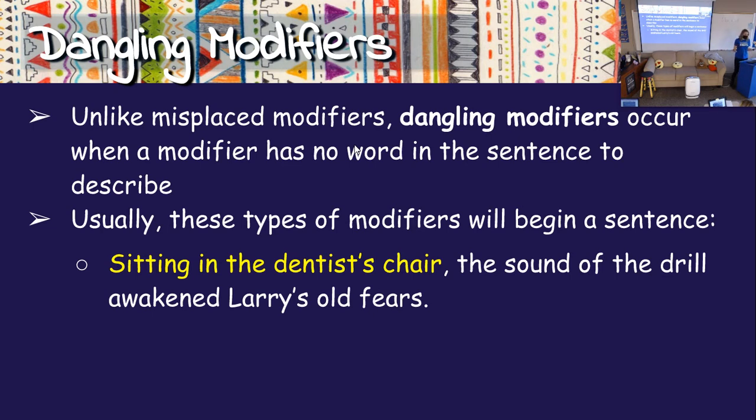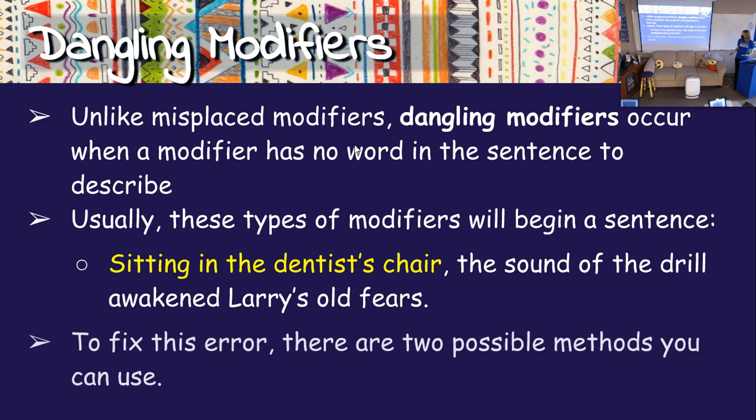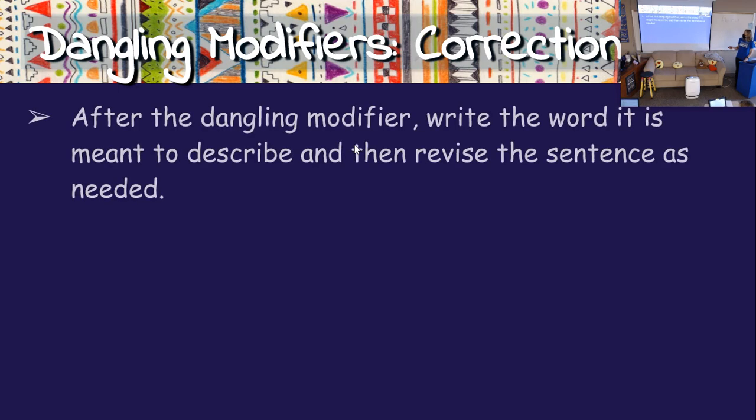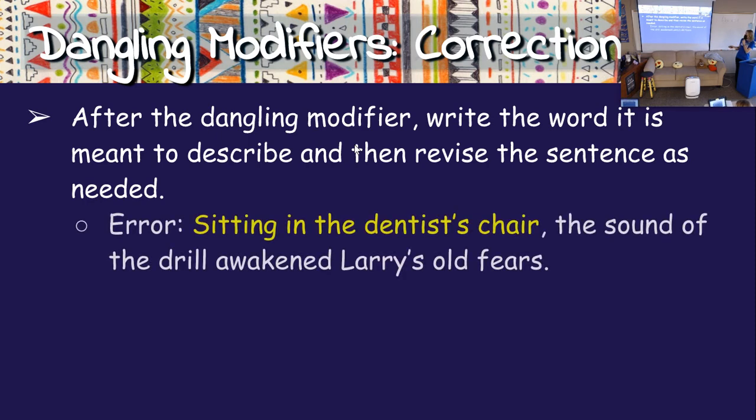So really, in this sentence, we have no modifier to describe. This sentence implies that the sound is sitting in the dentist's chair. Well, a sound can't sit. A sound doesn't have a physical body. So there's two possible ways to fix this. Way number one is that after the dangling modifier, we just write the word that it's meant to describe, and then we revise the sentence as needed. So, again, here's our error, all we have to do is add the word Larry after that introduction phrase.